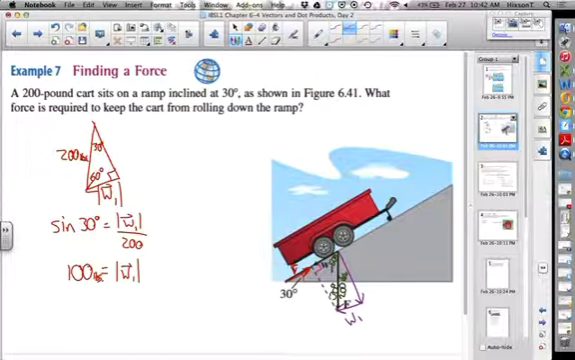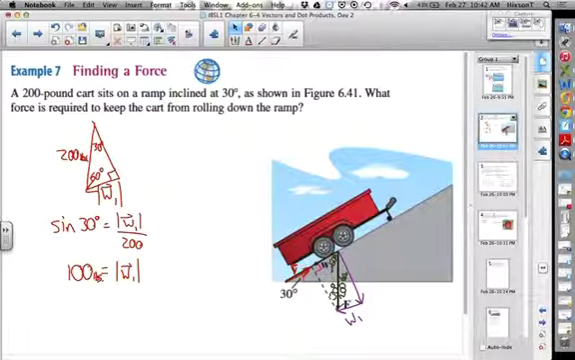Okay? So we just use the law of sines, right? No, we didn't. We just used right triangle trig. If you did use the law of sines, it would work too. It's just an extra step. Okay?